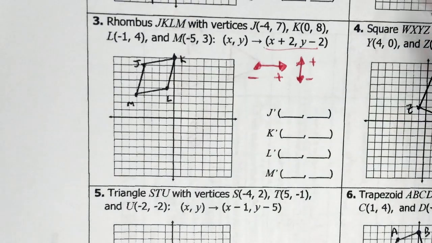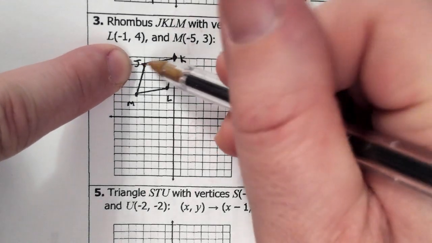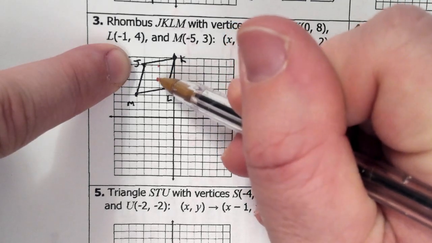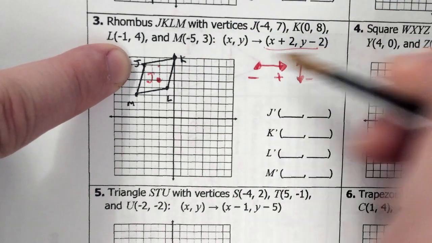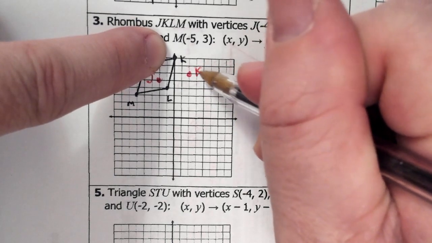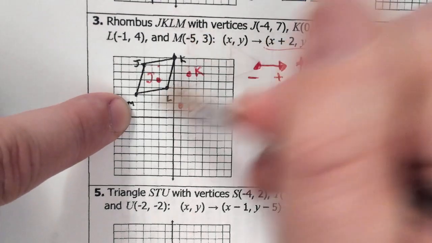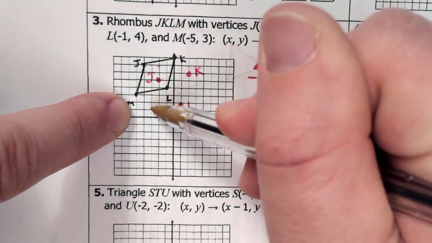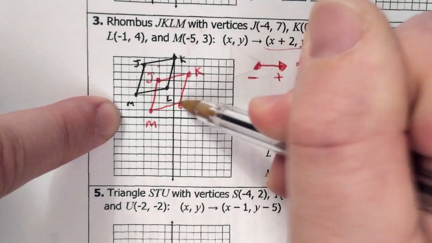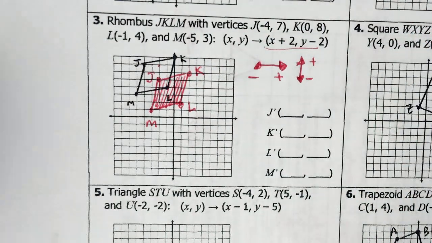Okay, all right. So I'm going to put my finger at J, and they told me to go +2. So +1, 2, -1, 2. And there's my letter J. Take K, go +2, -2. That's K. L, +2, -2. That is L, and M, +2, -2. That's my M. All right, that one I'm going to shade in because it's kind of hard to notice where it is. All right, so those are the answers.